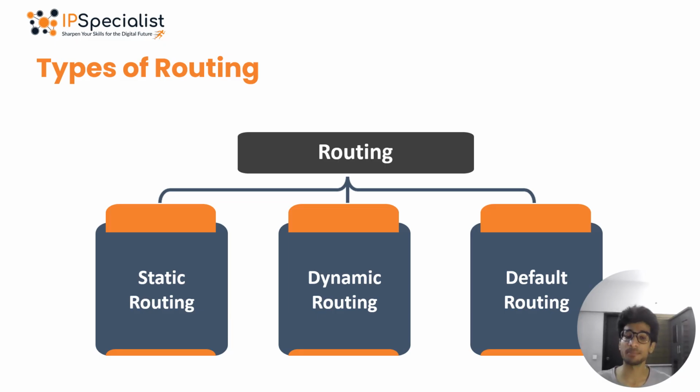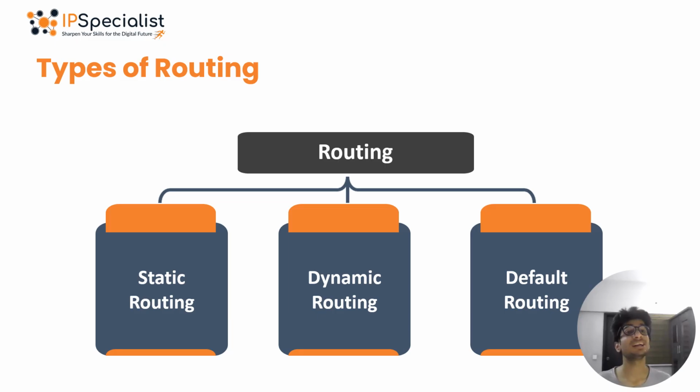Next, we have dynamic routing. Dynamic routing is a bit more flexible and intelligent. It uses routing protocols to automatically discover and maintain routing tables. Routers exchange routing information with each other, allowing them to adapt to changes in the environment. This method is great for large, more complex environments where routes can change frequently.